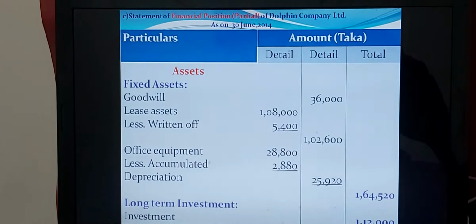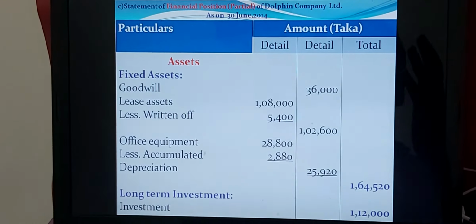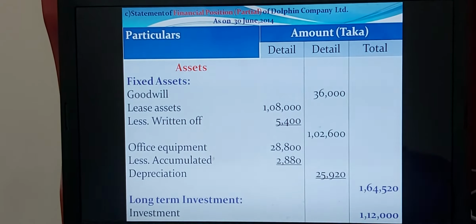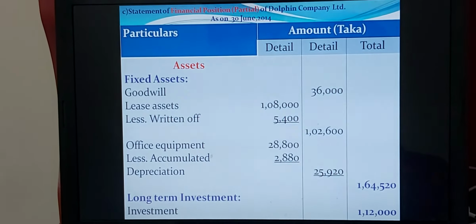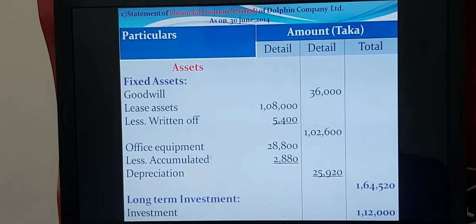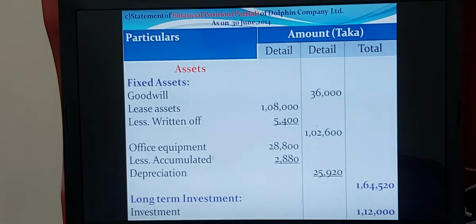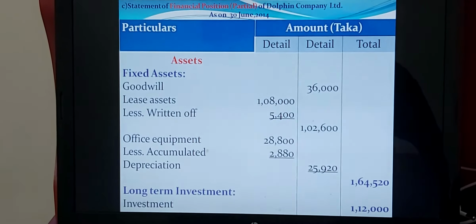Now you can get 25,920. Now total of fixed asset 1,64,520. We are seeing in the screen.